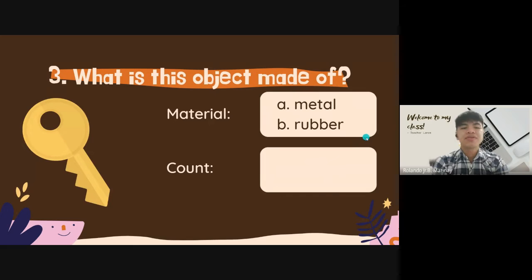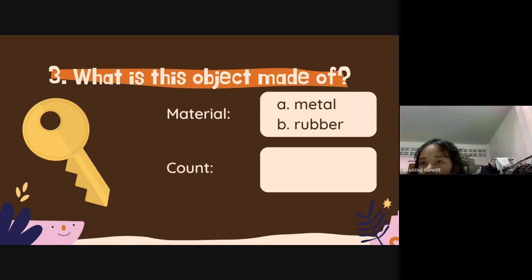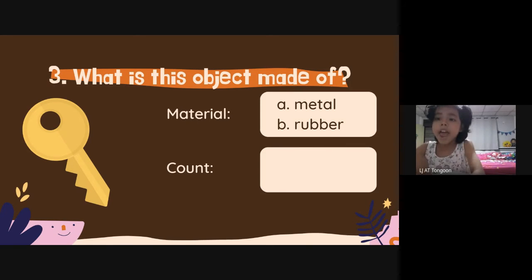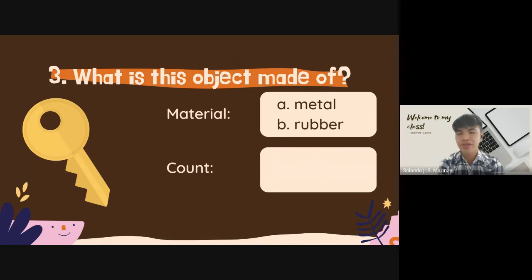Number 3. A key. What is it made of? Is it A, metal, or B, rubber? A, metal. Okay, so you're going to write metal.